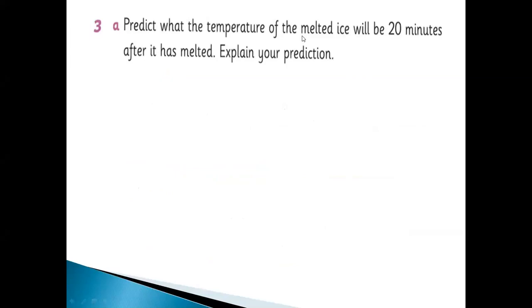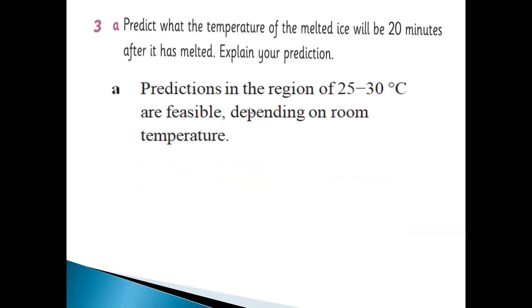Question number 3. Predict what the temperature of the melted ice will be 20 minutes after it has melted. Explain your prediction. It's easy. Prediction: in the region of 20 to 25 degrees is feasible, depending on room temperature. It depends upon the room temperature, that's why we can make a prediction. Yes, you can make a prediction in the region of 25 to 30 degrees centigrade.